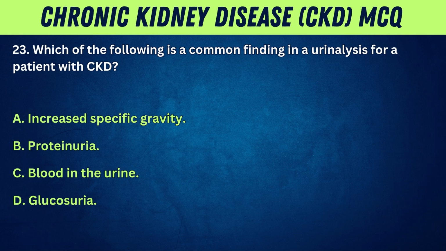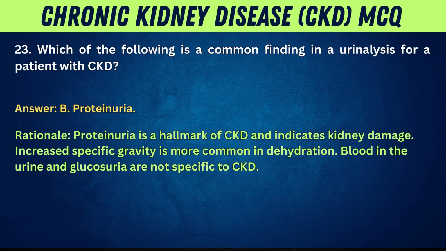23. Which of the following is a common finding in a urinalysis for a patient with CKD? A. Increased specific gravity. B. Proteinuria. C. Blood in the urine. D. Glucosuria. Answer: B. Proteinuria. Rationale: proteinuria is a hallmark of CKD and indicates kidney damage. Increased specific gravity is more common in dehydration. Blood in the urine and glucosuria are not specific to CKD.